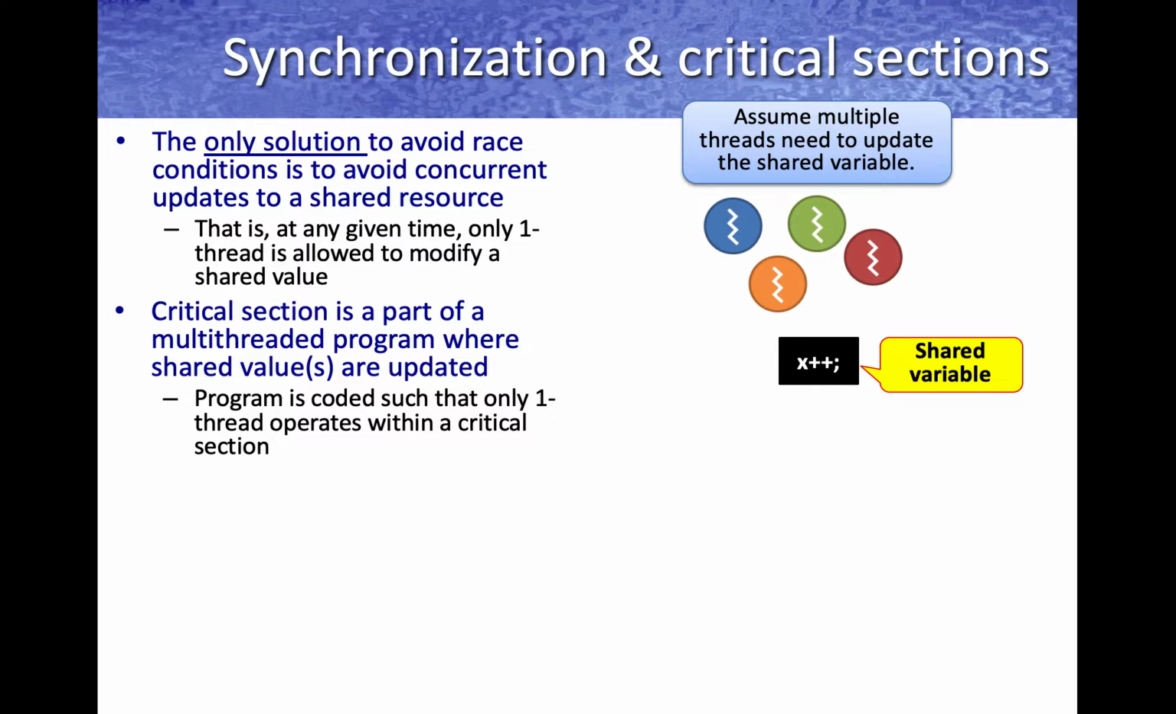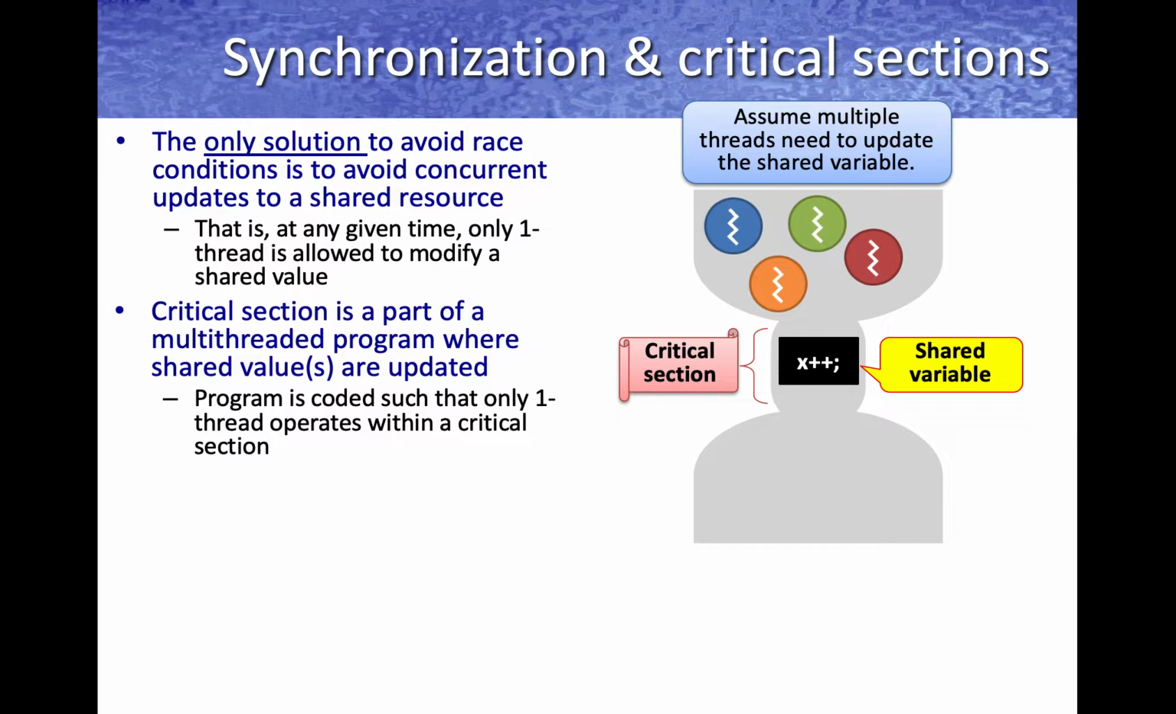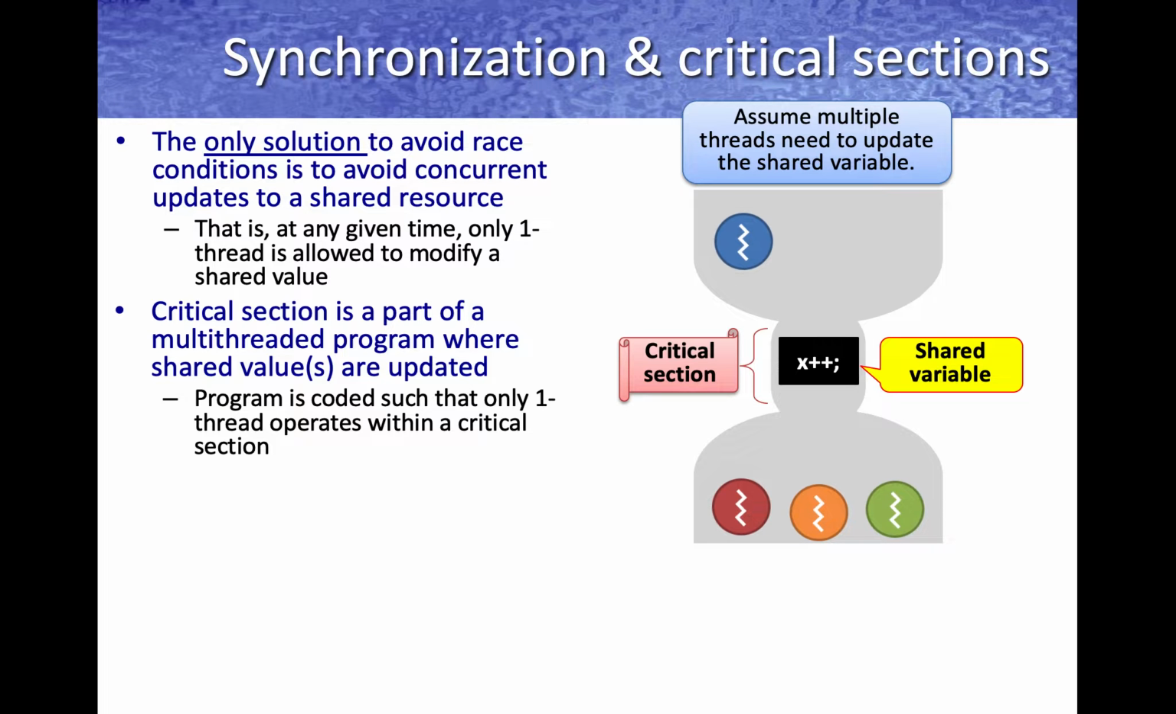A critical section is essentially part of a multi-threaded program where shared values are updated concurrently by multiple threads. When a critical section happens, a multi-threaded program is coded such that only one thread operates within a critical section. So imagine a critical section as a part of a program. Threads, one thread at a time, go through that line of code to operate or increment the variable x, and threads take turns going through and operating in that critical section.